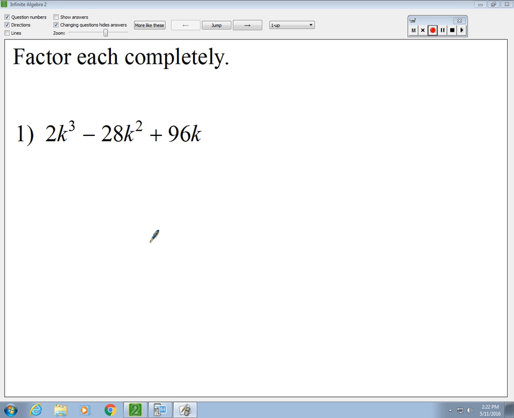Factor it. You have to find the greatest common factor. Like, can't you take 2 out of 2, 28, and 96? And then out of k cubed, k squared, and k to the first power, what is the greatest common factor of those?